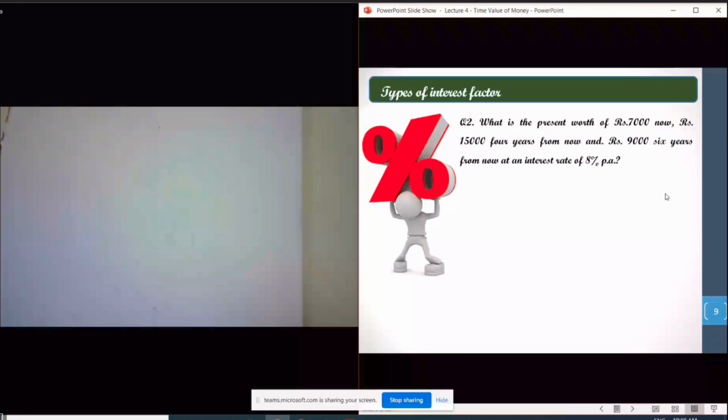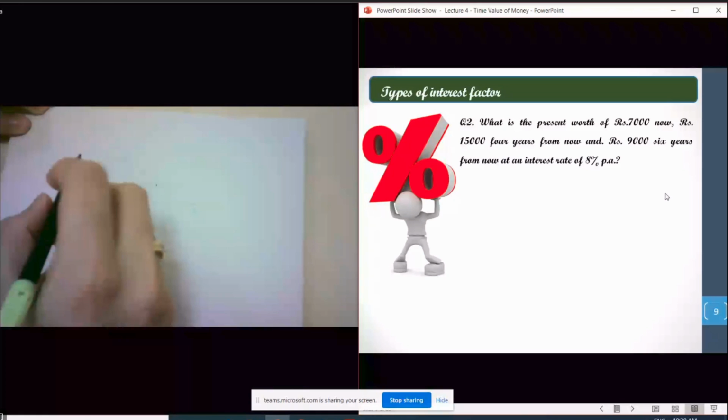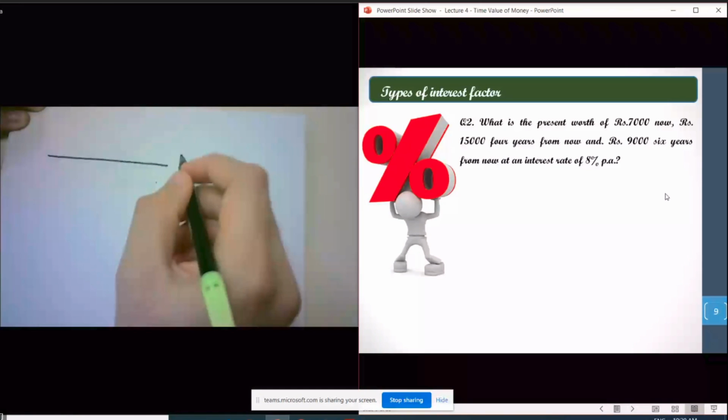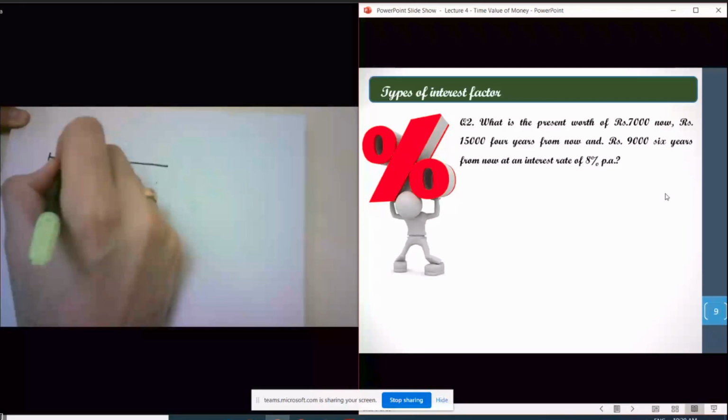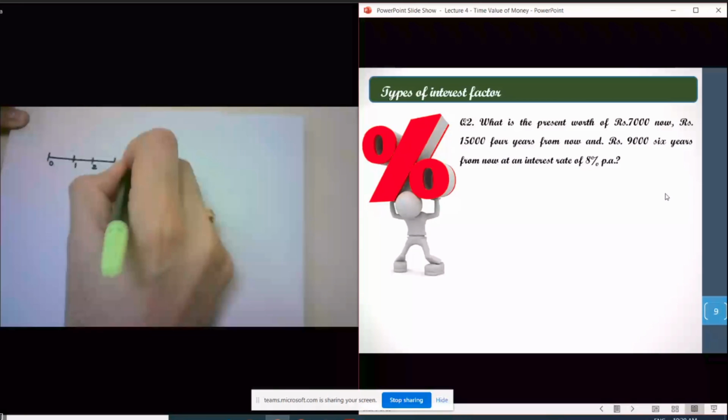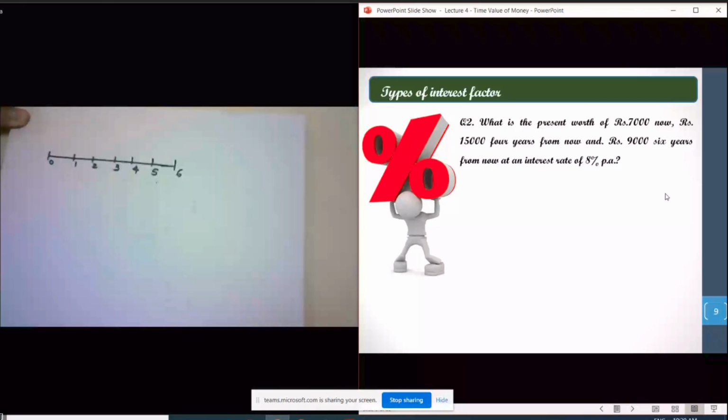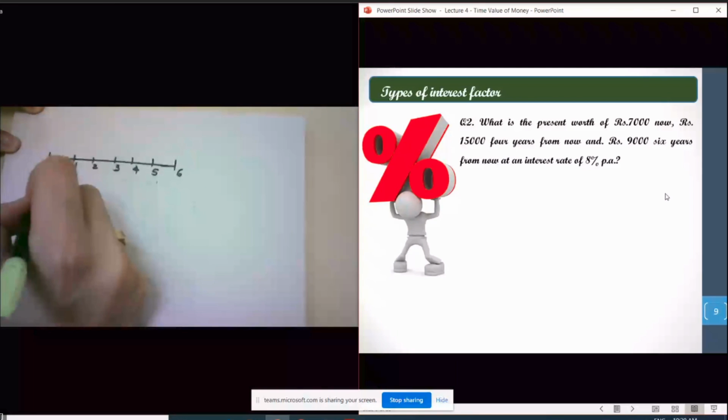So here in this case, the cash flow diagram will look like this, and this is my time frame. Total number of years is 6: 1, 2, 3, 4, 5 and 6. So a 6 year time frame I have drawn. We need to calculate the present worth, or value at time 0, for the deposit of 7,000 now. Now in the sense current year, so here you will be depositing 7,000 rupees.